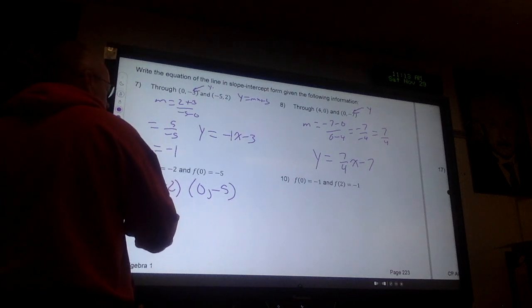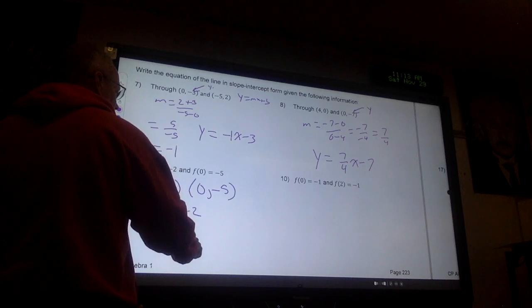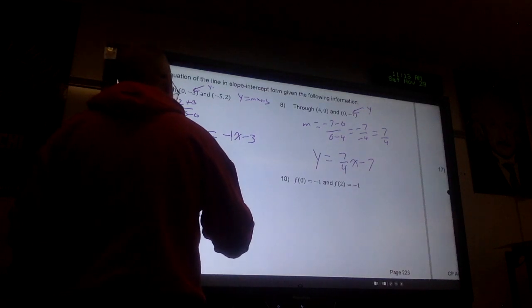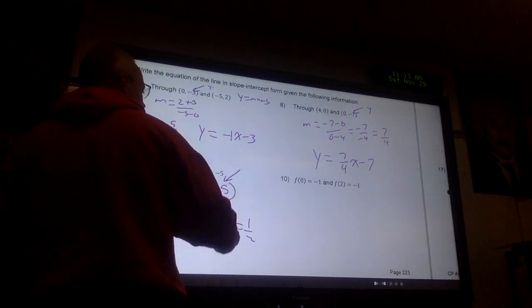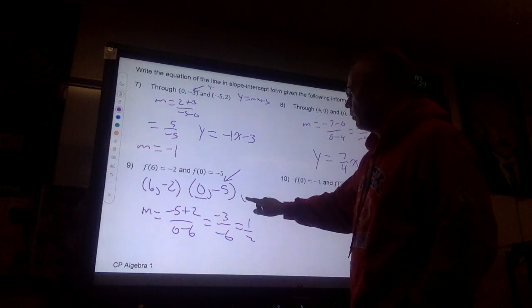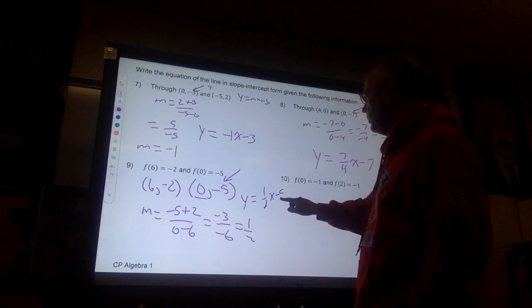So let's find our slope on this. So I'm going to get -5 plus 2 over 0 minus 6. That's going to give me -3 over -6, which is positive 1 over 2. This is the y-intercept because we have a 0 here. So I'm going to get y equals 1/2 x minus 5.